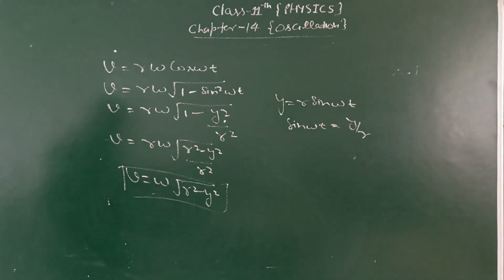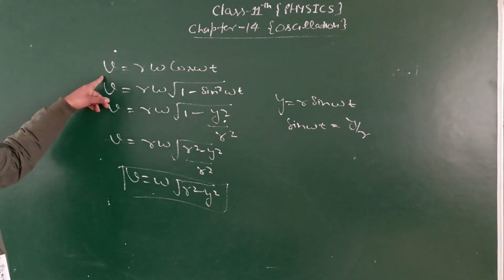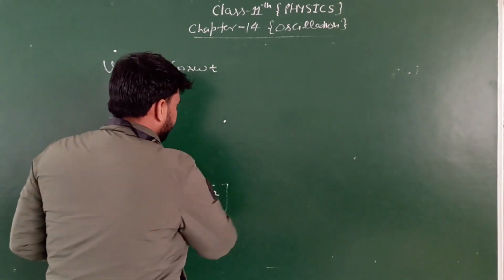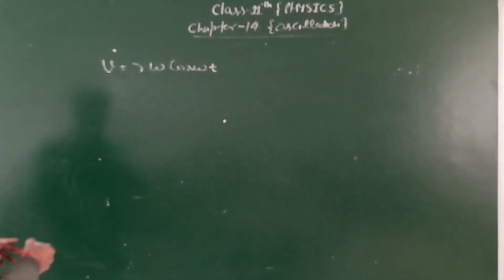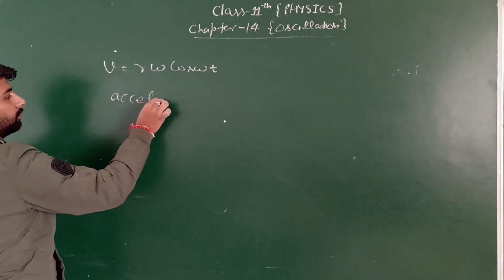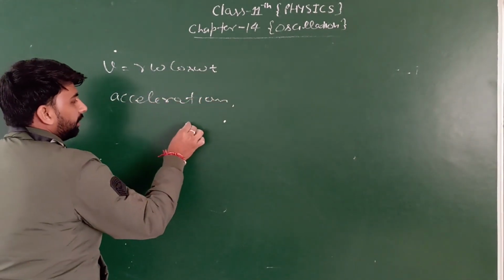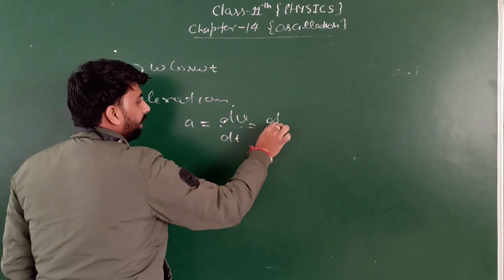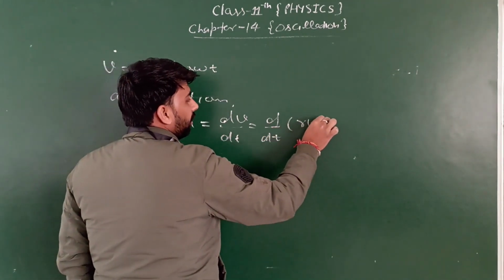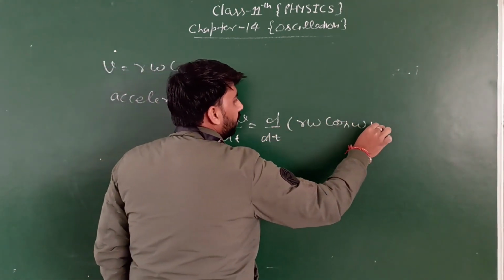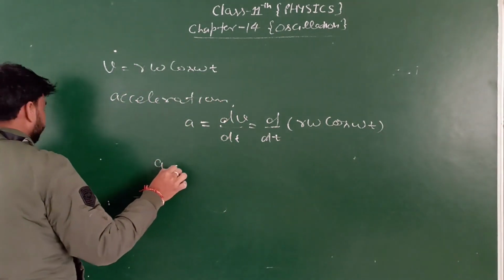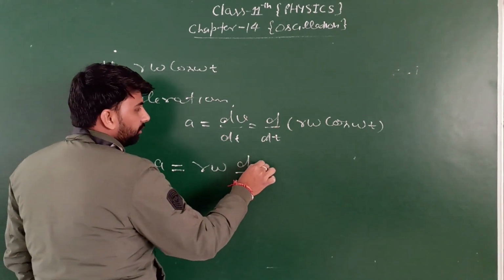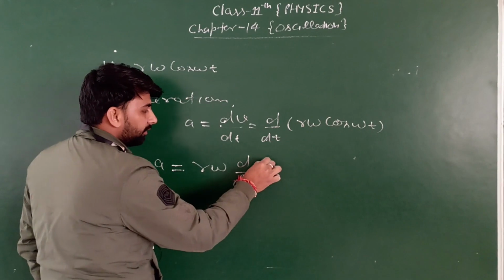Done. So now we calculate acceleration, and for acceleration we differentiate this equation with respect to t, because we know that the rate of change of velocity with respect to time is known as acceleration. So acceleration A is equal to dv by dt, that is d by dt of r omega cos omega t, and acceleration A is equal to r omega, a constant, times d by dt of cos omega t.